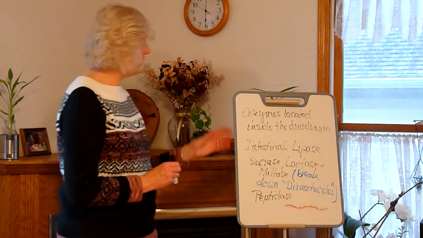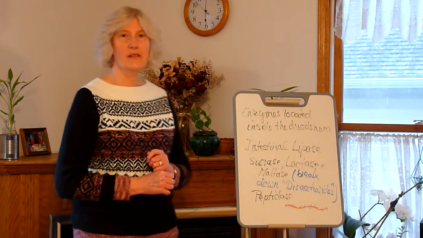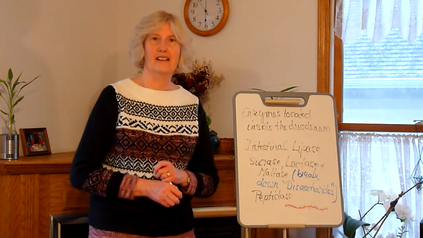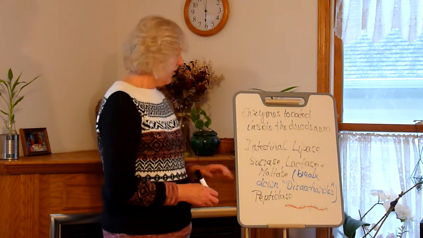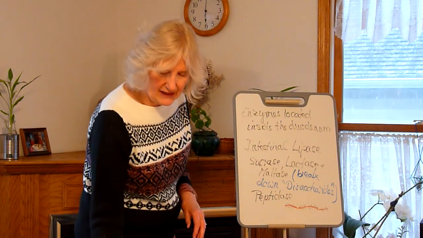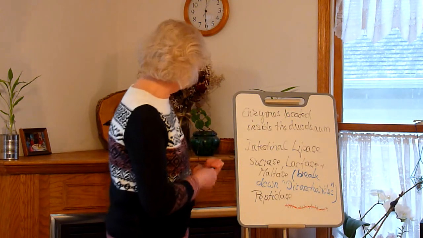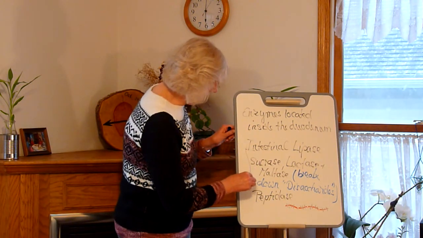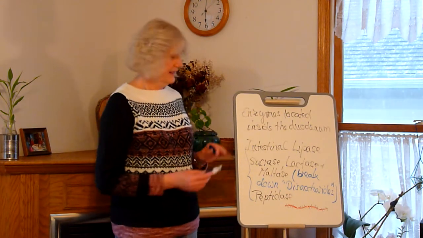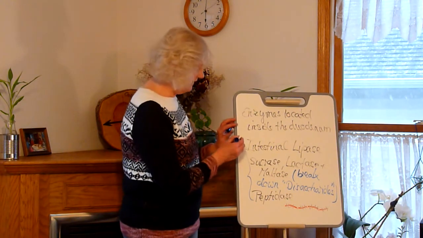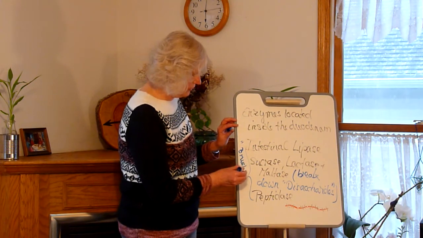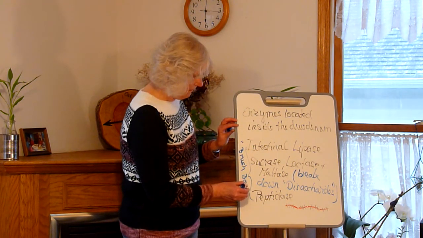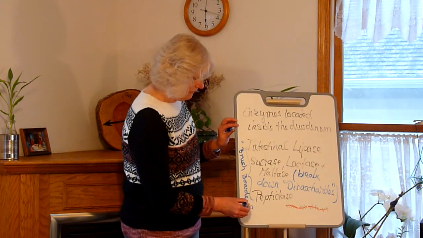So we have talked about the enzymes that come from the pancreas and the enzymes that are already located in the duodenum. By the way, these enzymes that are located in the duodenum have a special name, and this name is brush border enzymes. So I'm going to write this down here, brush border enzymes.